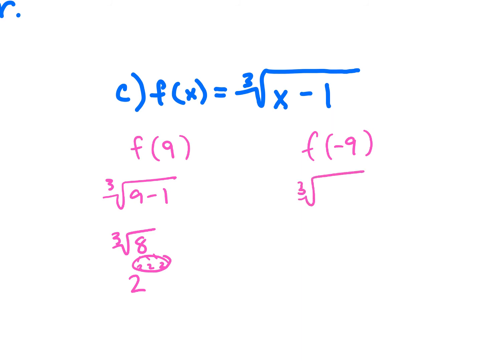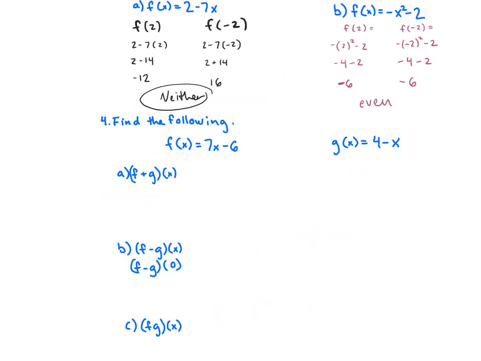Next, let's plug in negative 9. We have the cube root of negative 9 minus 1. What's negative 9 minus 1? Negative 10. These are not the same thing, so this is neither. I mean, if you use 4, you would.